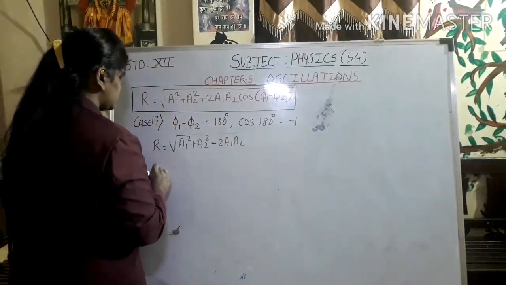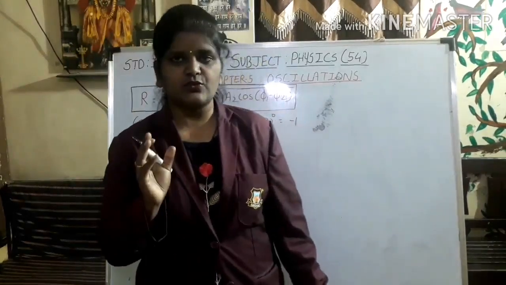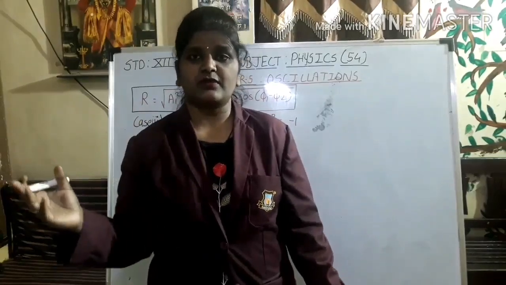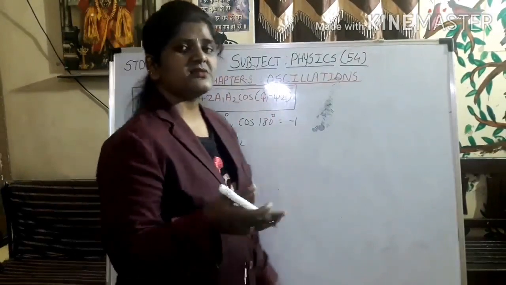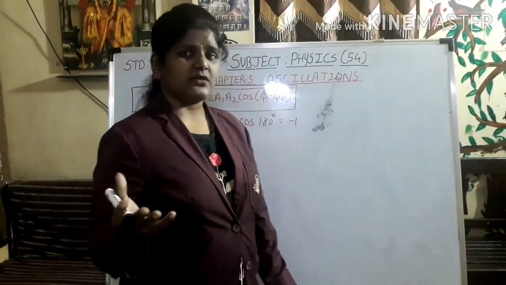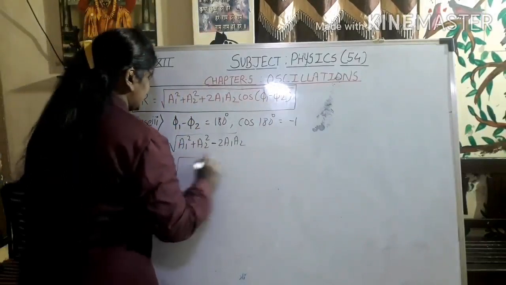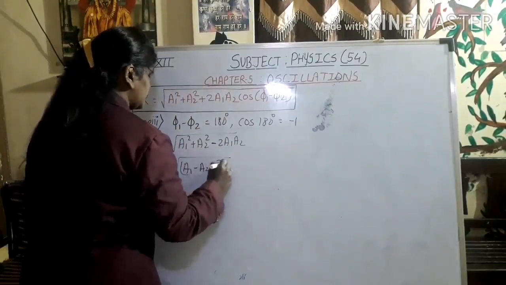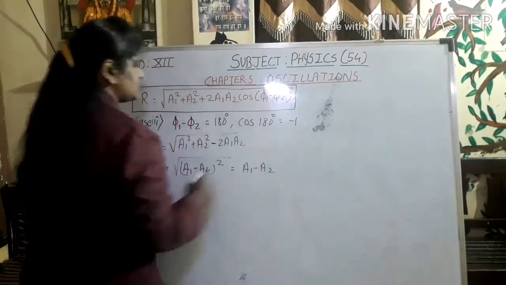So what is this? As in the first case, when we put phi1 minus phi2 as 0, we got bracket a plus b bracket square. In the same way, we are getting here exactly the inverse, which is a minus b bracket square. Right? You can see over here the minus sign is there. So I can write this as a1 minus a2 bracket square. So this comes out to be a1 minus a2.